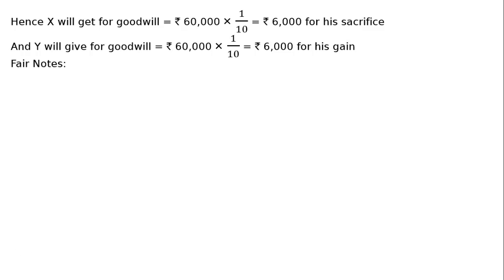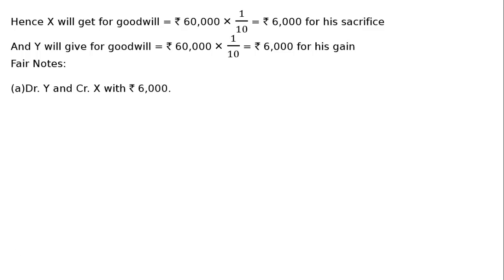This is part A, that is fair notes. Out of these 4 parts, A is the answer. Debit Y and credit X with rupees 6,000. Next one is 2. We have to read the answer.